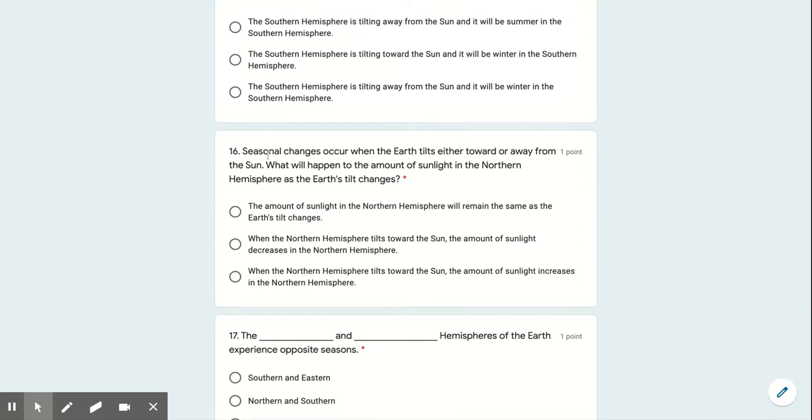16. Seasonal changes occur when the Earth tilts either toward or away from the Sun. What will happen to the amount of sunlight in the northern hemisphere as the Earth changes tilt? The amount of sunlight in the northern hemisphere will remain the same as the Earth's tilt changes. When the northern hemisphere tilts towards the Sun, the amount of sunlight decreases in the northern hemisphere. Or when the northern hemisphere tilts towards the Sun, the amount of sunlight increases in the northern hemisphere.